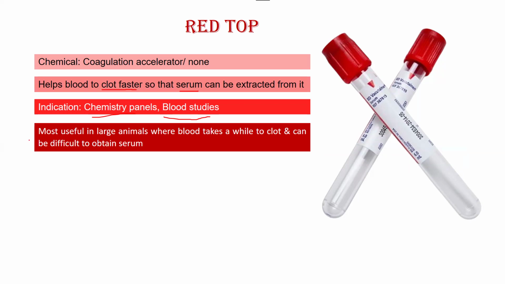You should prefer the red top tube in large animals, because large animals' blood takes a while to clot, and it is difficult to obtain serum from large animals like ruminants. Why? Because ruminant blood has a higher concentration of fibrinogen, a protein that is involved in blood clotting, so it makes the clotting process difficult, and that's why we don't prefer EDTA or other tubes or yellow top tubes. We prefer the red top tube, which has a coagulation accelerator that will allow the clot to form fast in such animals where clotting takes a while to happen.